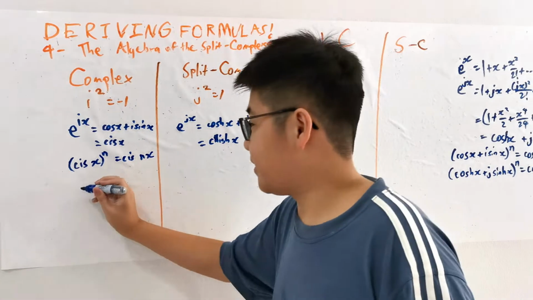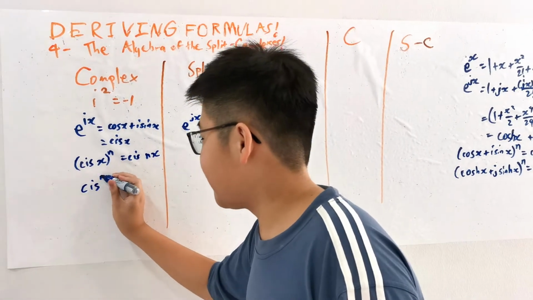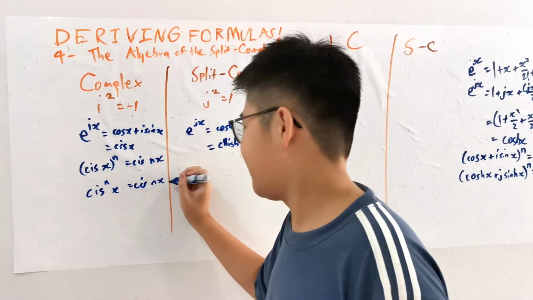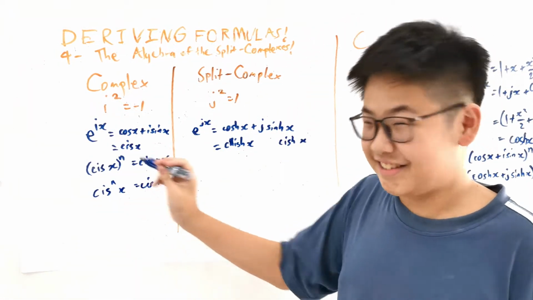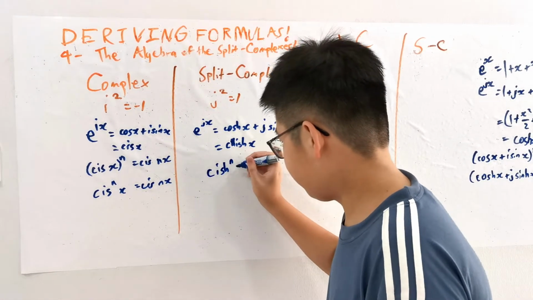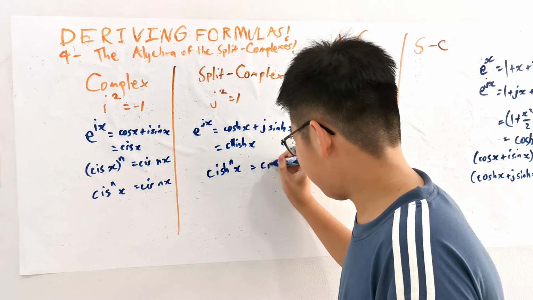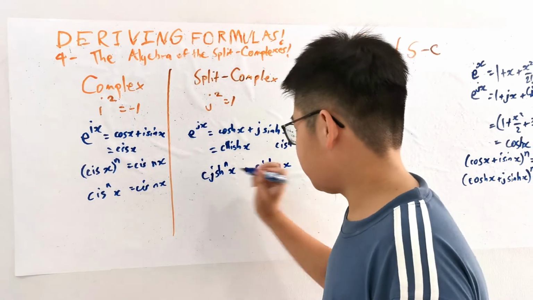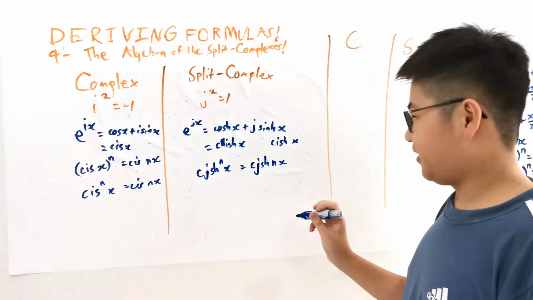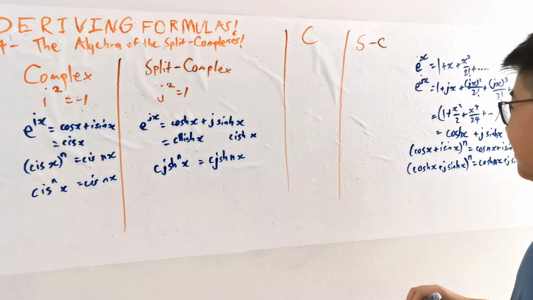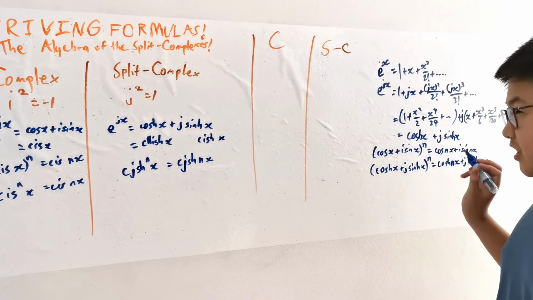Usually this is also written as cis nx equals cis to the n of x. Would you look at that? The n went downstairs. Same with chish. Actually it's cjsh, but I like to call it chish. Because we are not using i here, we are using j. And this is especially useful.